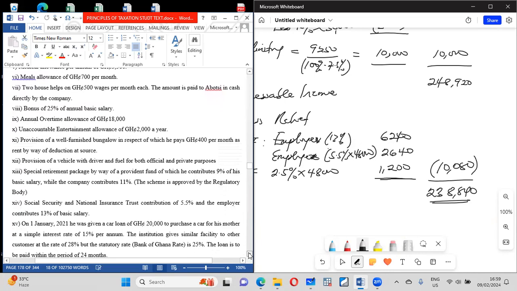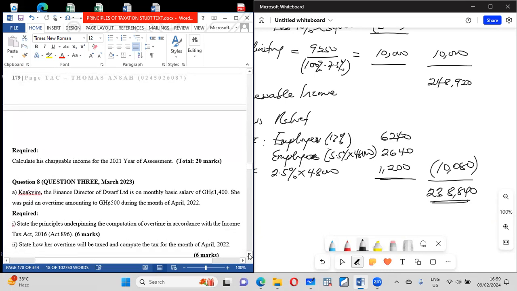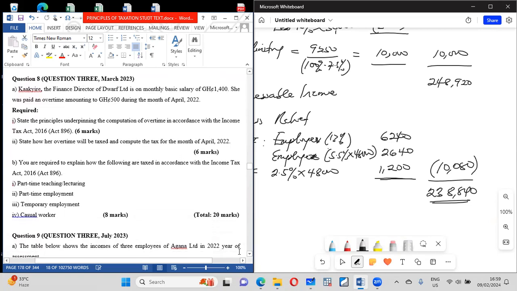All right, then we have another question, a full question here for December 2022. And we have another one, March. You remember, part-time teacher, 10% withholding tax is on account, all right? Part-time employment, the same. Temporary employment, you use the graduated tax system. Casual worker, 5% withholding tax. These things, we've spoken about them.